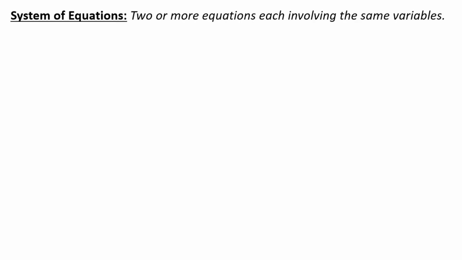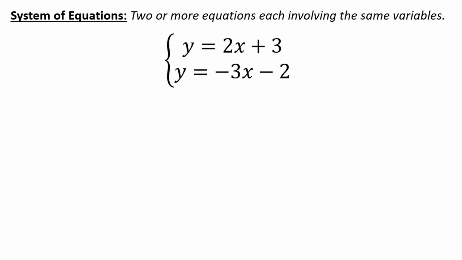Welcome, my friends. A system of equations includes two or more equations involving these same variables. We will be dealing with systems of equations where there are both two equations and two variables. Here's an example of a system of linear equations. Usually the two equations are connected by a bracket to indicate that they are part of a system. The equations we will look at will be linear, meaning graphically each equation represents a straight line.